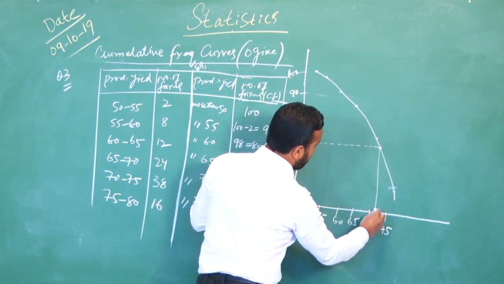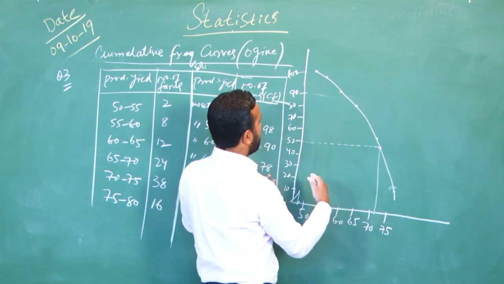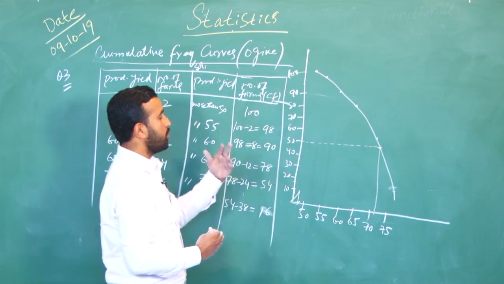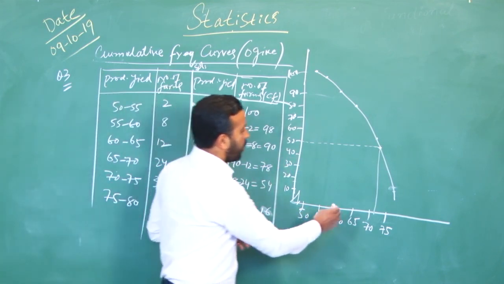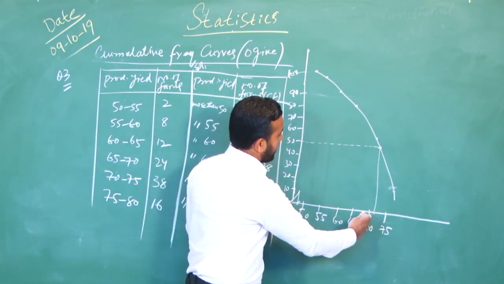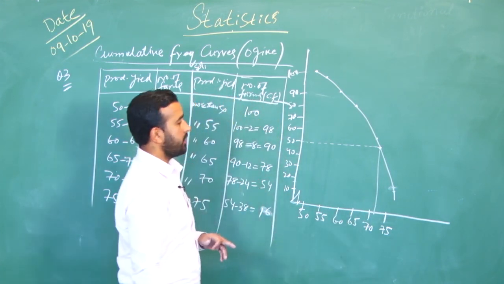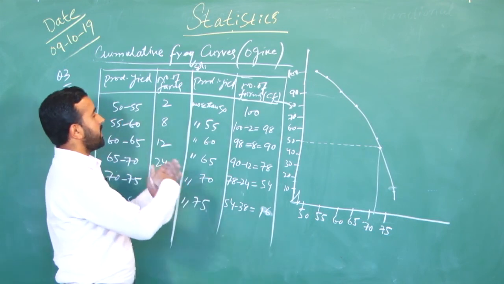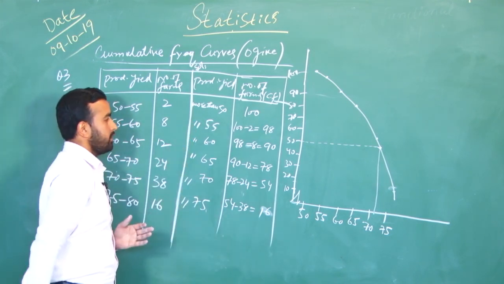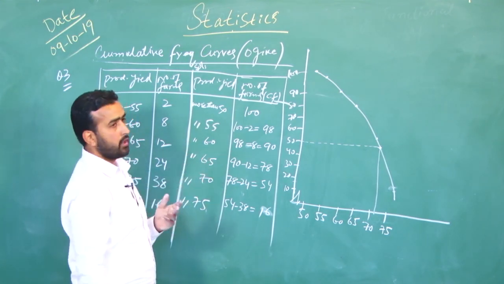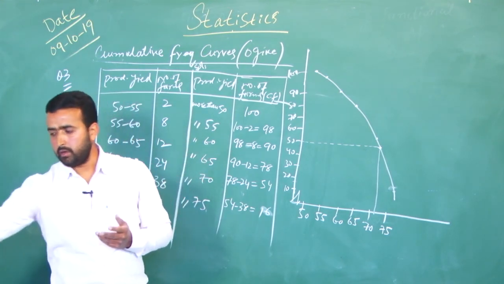I am just giving you the rough concept of how we can calculate the median out of the graph of this more than type of the frequency distribution. The value on the x-axis, that is the production yield, will be considered as the median of the given data. We can cross check this mathematically with the graphical value. In that way we can also calculate the median of the given frequency distribution.